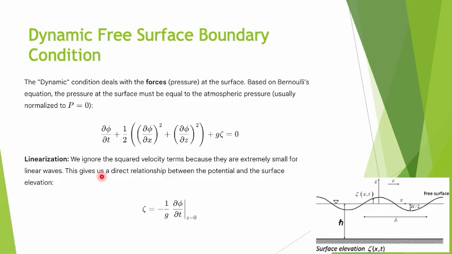Within the framework of linear wave theory, this equation is simplified by neglecting the nonlinear velocity terms, the quadratic terms. This leads to a linearized form of the dynamic boundary condition. This expression allows us to directly relate the surface elevation zeta to the velocity potential phi at the mean sea level.